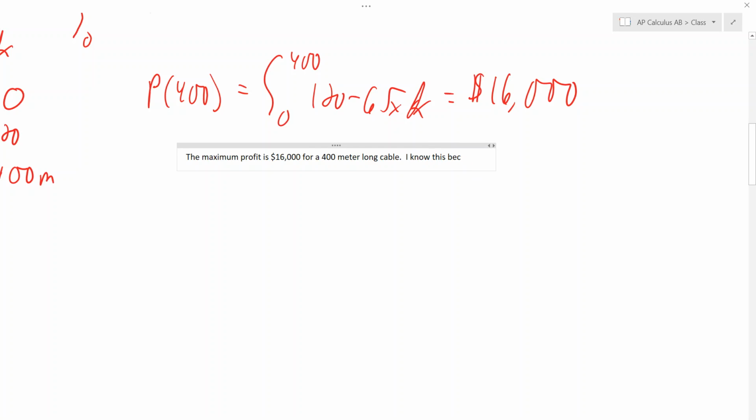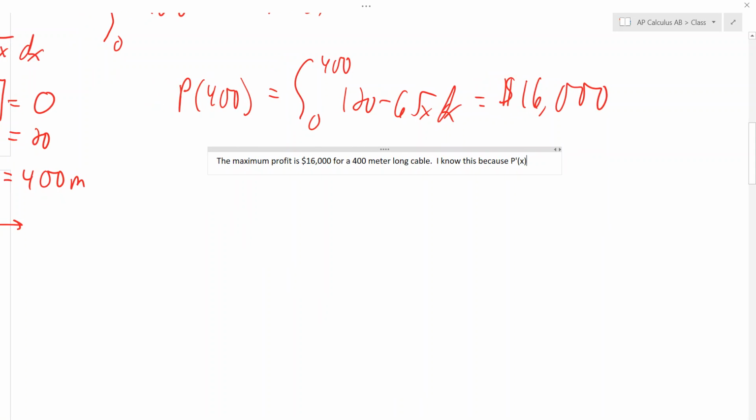Cool. I know this because, and since we defined what P prime was and what P was, we can just use those values. P prime of, this is not where it's supposed to be. This is embarrassing. P prime, where's prime? Right there. P prime of x is greater than 0 for 0 less than x less than 400. And P prime of x is less than 0 for x greater than 400.